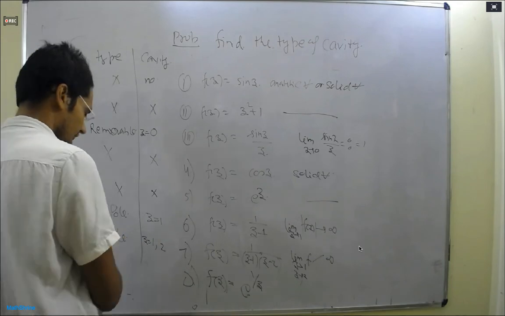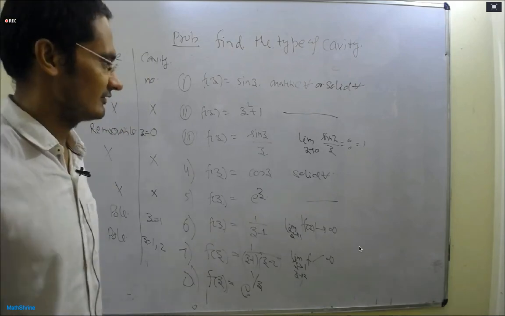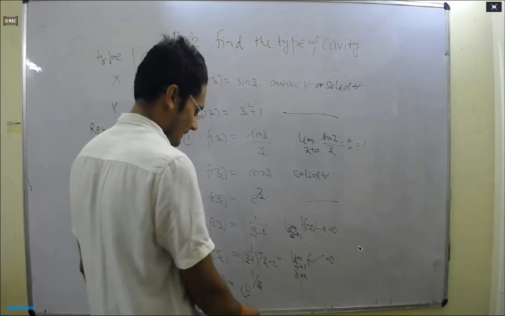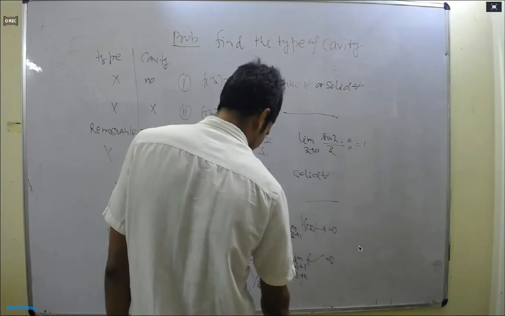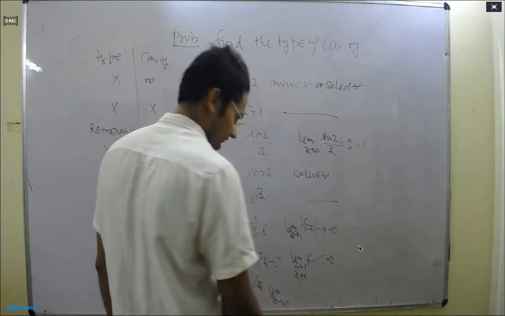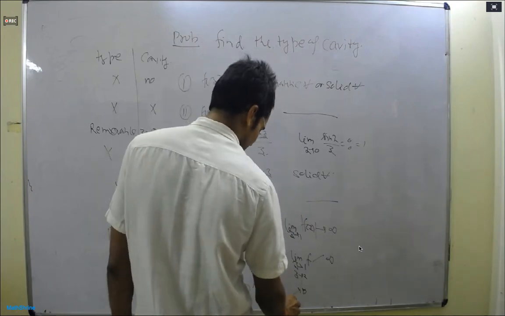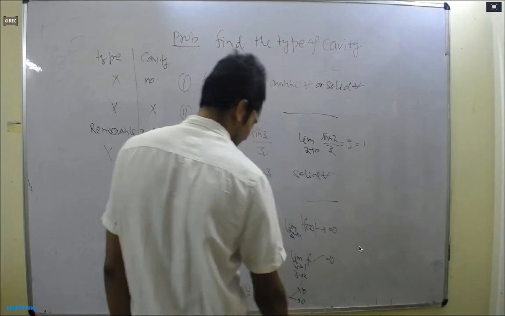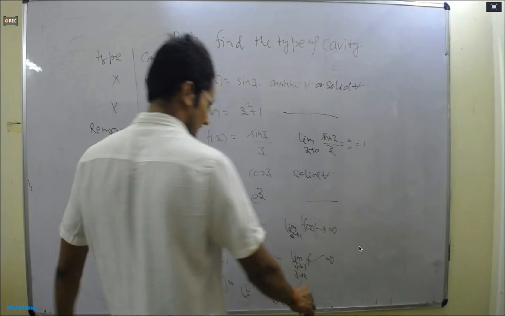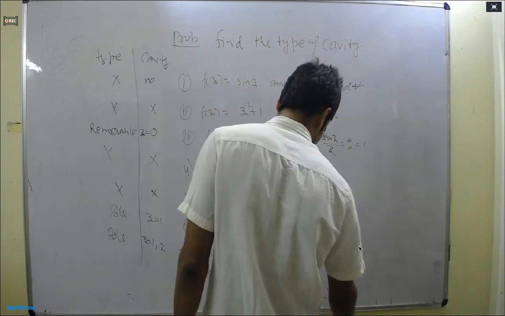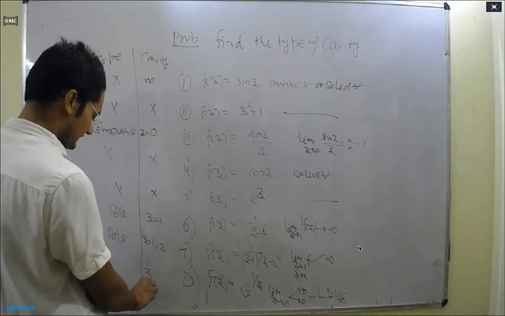If you see the last one, exponential function e raised to the power 1 by z, as z tends to 0, it will sometimes go to infinity and sometimes it will go to 0 also. This implies that the limit does not exist. This implies that z is equal to 0 is essential.